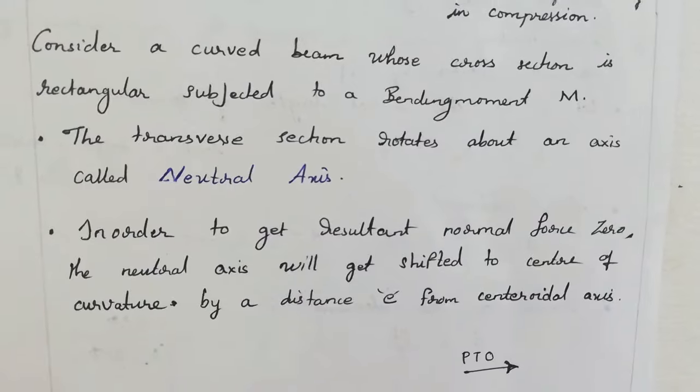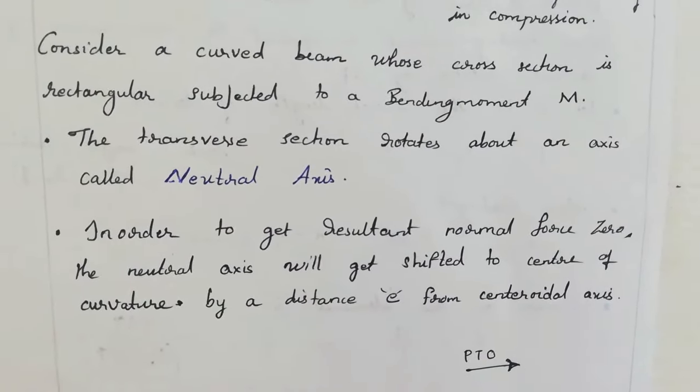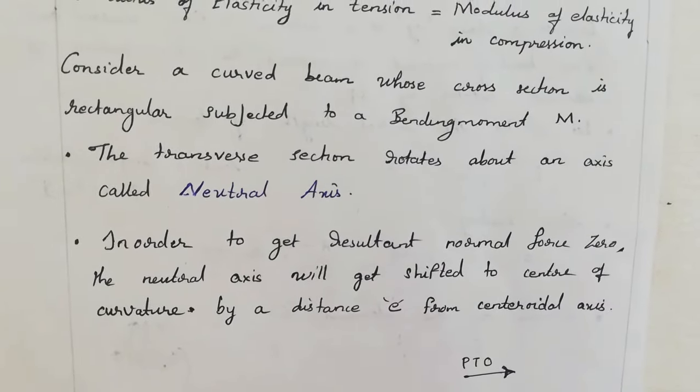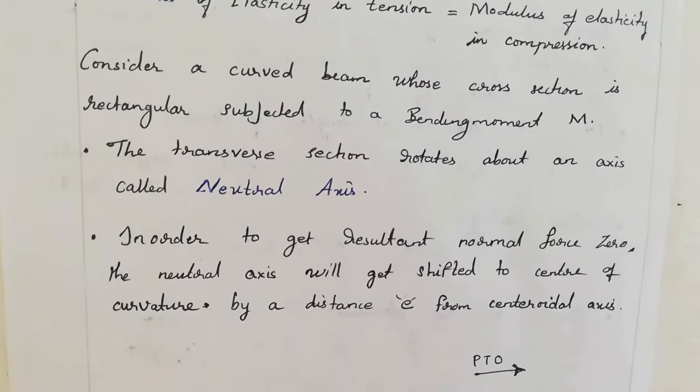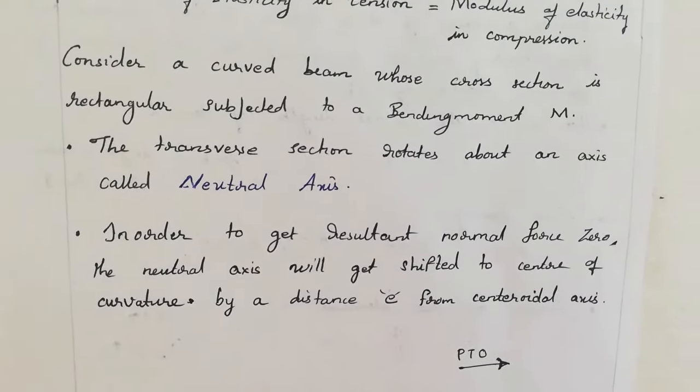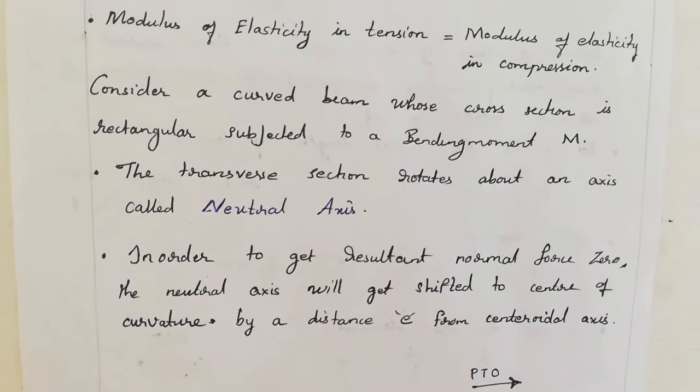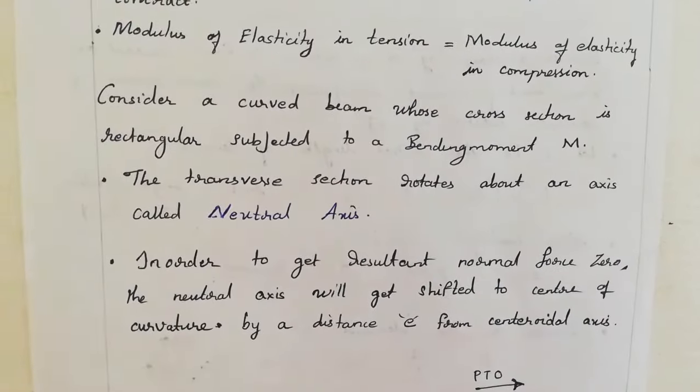The transverse section rotates about an axis called the neutral axis. In order to get the resultant normal force 0, the neutral axis will get shifted towards the center of curvature by a distance e from the centroidal axis, and this distance is called eccentricity.